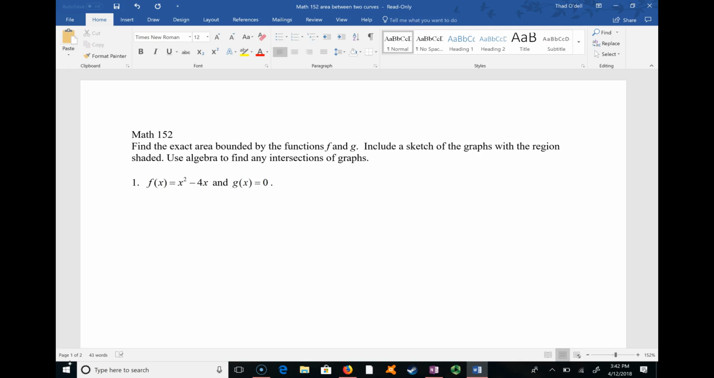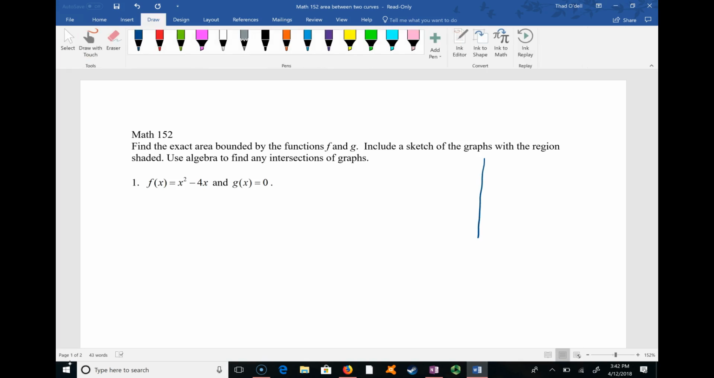So here we go. The first thing you always do is a quick sketch. If I sketch x squared minus 4x, f would look something like this. And of course, g we'll just draw in red. G is that line right there.